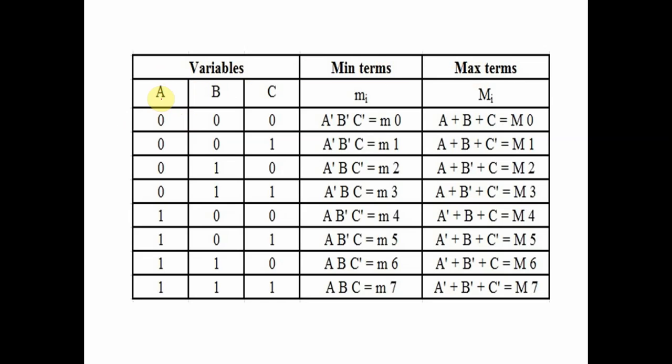Here I am taking three variables, A, B, C. In three variables, how many combinations are present? 8 combinations are present. First one is 0, 0, 0. Second one is 0, 0, 1. Third one is 0, 1, 0. Fourth one is 0, 1, 1. Fifth one is 1, 0, 0, then 1, 0, 1, 1, 1, 0 and 1, 1, 1.